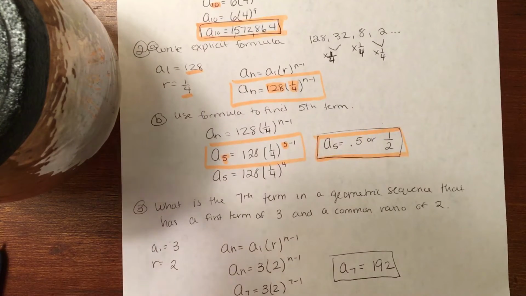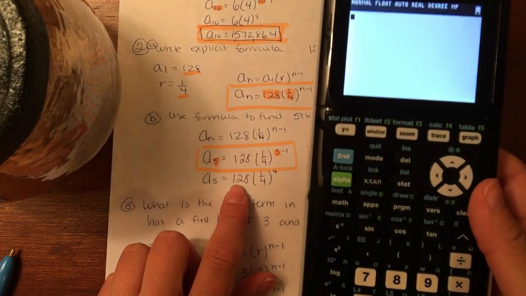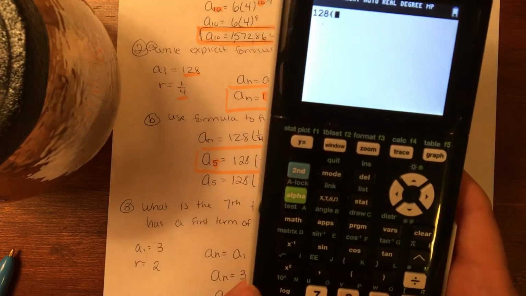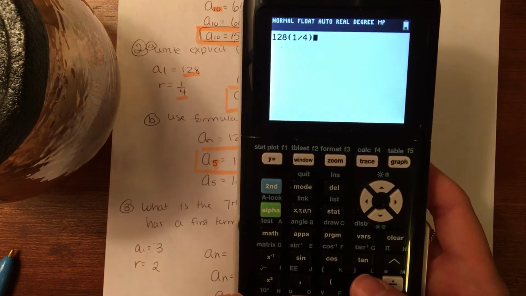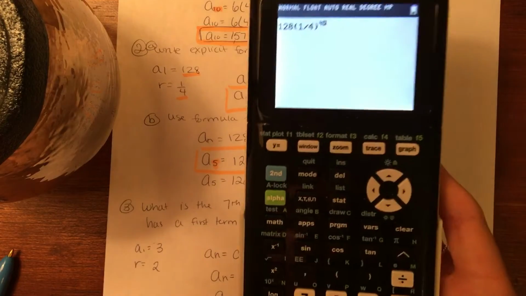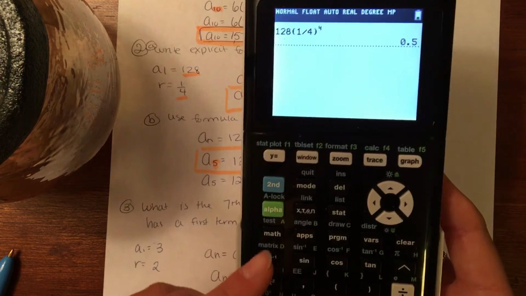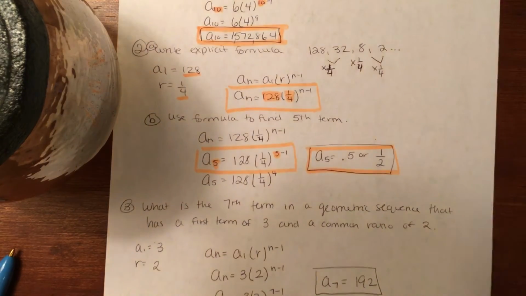Okay? I'm just going to do a quick check. If you're not getting these because of your calculator, I want to make sure you're plugging that in right. So 128 parentheses, 1/4 could be 1 divided by 4, or you could put a 0.25 there. Raised to the power, so caret, 4th power. There's your 0.5. If you wanted that as a fraction, Math, enter, enter. All right.